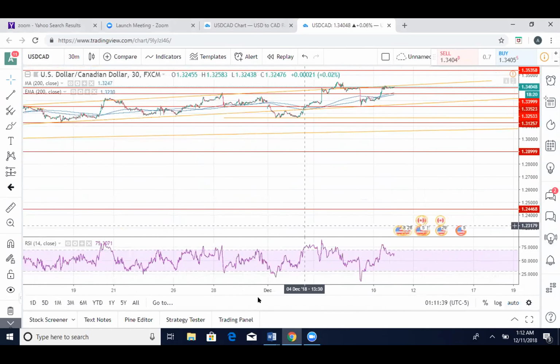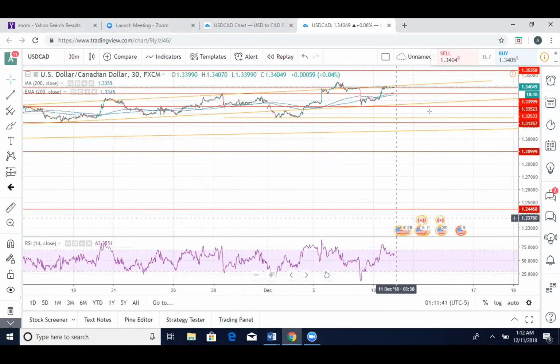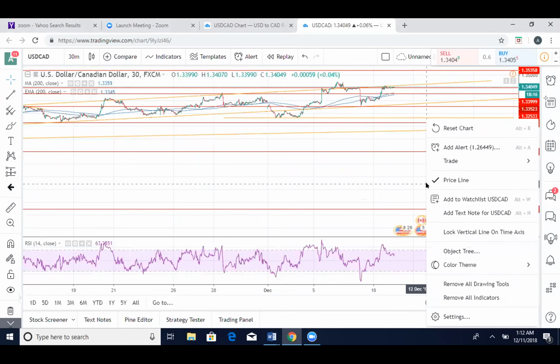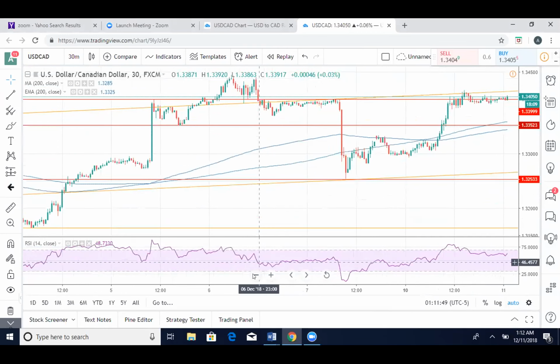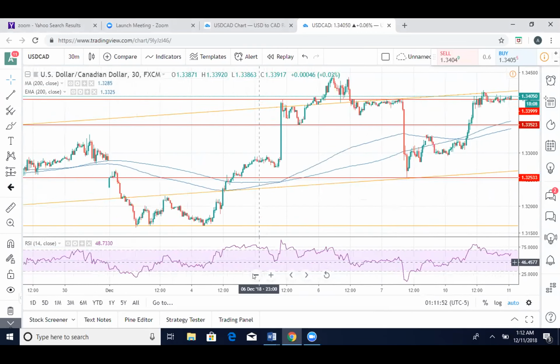Why is it like this? I need to reset your chart. If you right click on empty space and then reset chart. No, reset. Yeah. Okay, here we go. The last thing I want you to do is delete all your analysis.